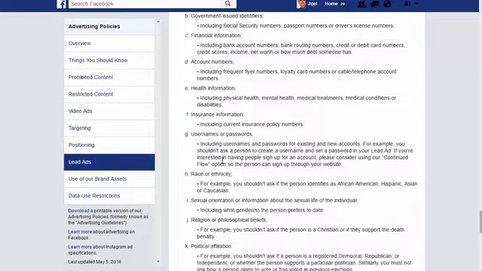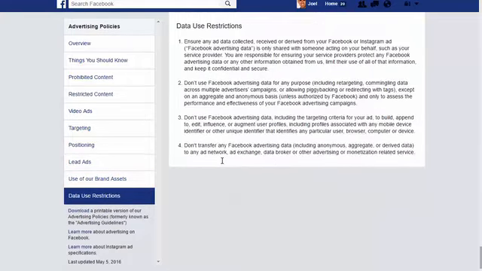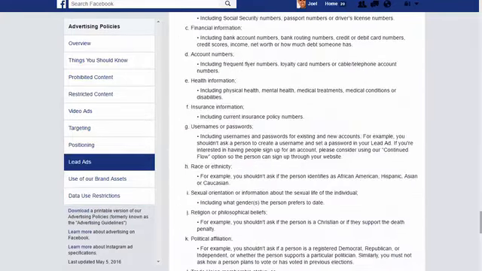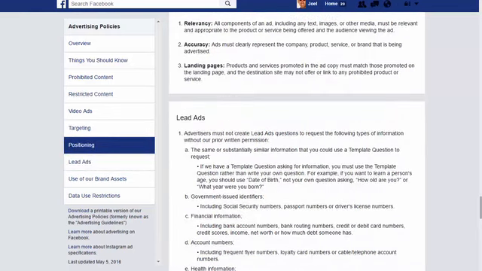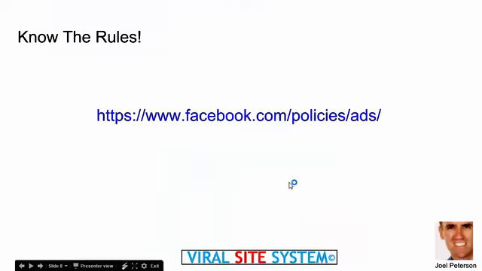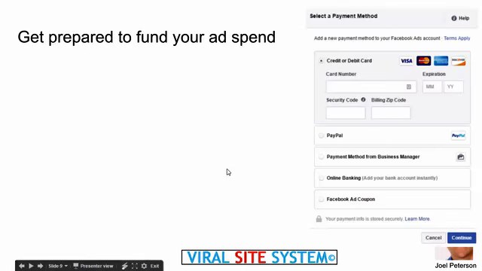So you can read through some of these others, and it's very, very important to understand all the rules. There's probably even more in here that they're not even listed, and sometimes you'll get an ad disapproved and they'll tell you a rule you've never even heard of. So really, understand as much as possible, and you'll learn as you get going.